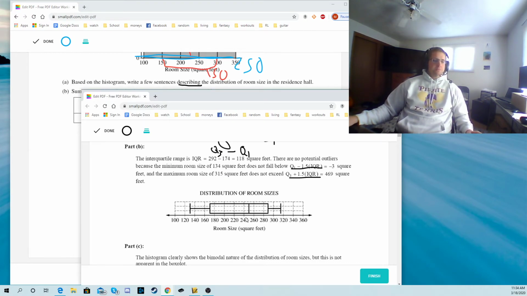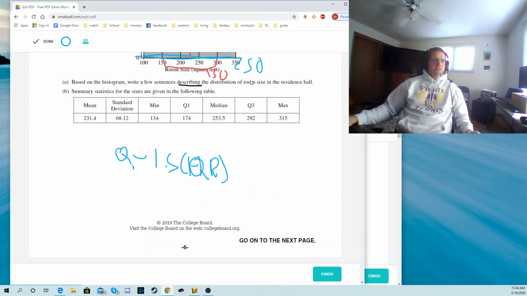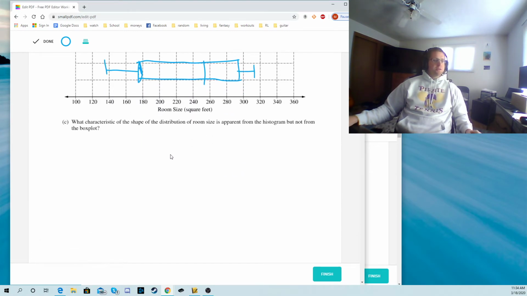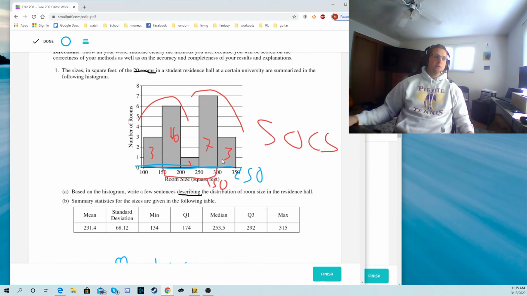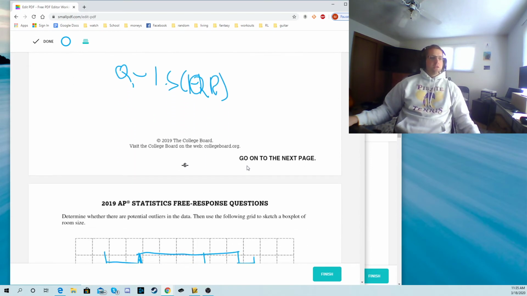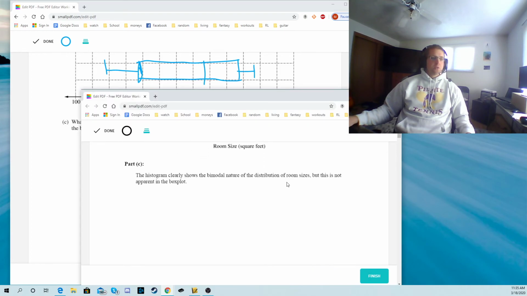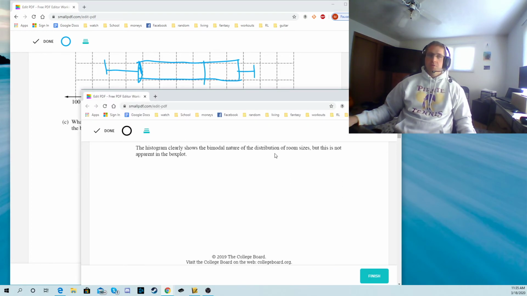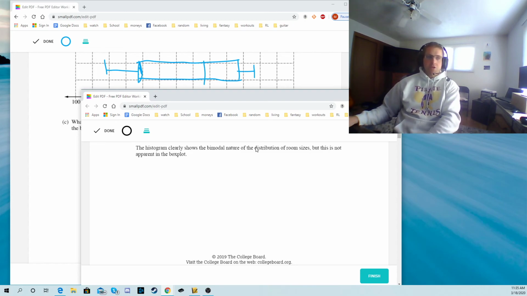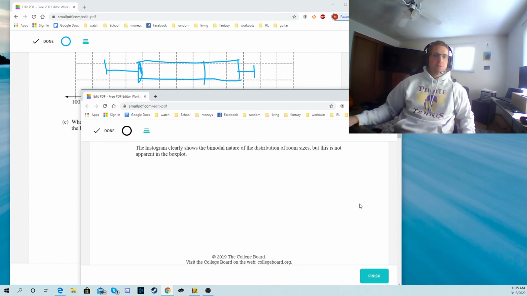So this is the final. And then the last question, what characteristic of the distribution of the room size is apparent from the histogram but not from the box plot? So what do you see in the histogram but not the box plot? Well, you see the two sections. You see that bimodalness of it. Bimodal meaning two parts. You can look at the solution there too. The histogram clearly shows the bimodal nature of the distribution of sizes, but this is not apparent in the box plot.